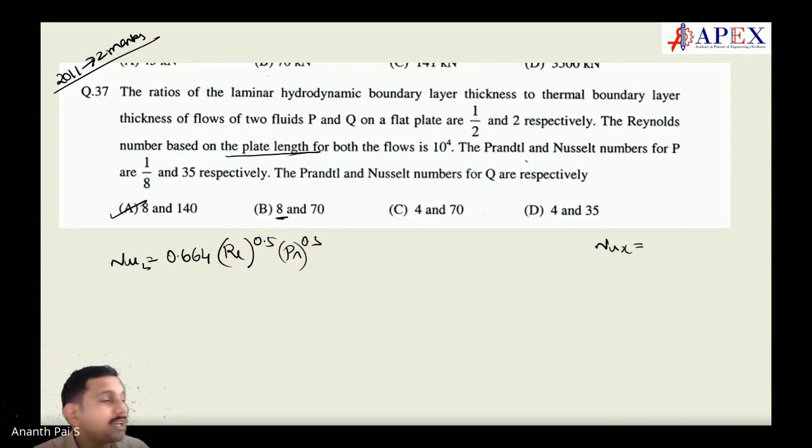Hydrodynamic boundary layer thickness to thermal boundary layer thickness. Reynolds number is 10 to the power 4. Root of that is 10 to the power 2. Prandtl number is 8. It's 200 into 0.664.